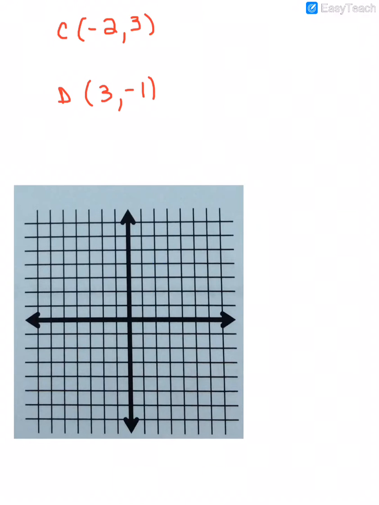Here, they've given me the coordinates and I need to plot the point. So the coordinates of C are negative 2, 3. And just like before, I start at 0, 0. And I'm going to go my x value first. So since my x coordinate is negative 2, I'm starting at 0, I'm going to go to the left 1, 2. And then positive 3, so I go up 1, 2, 3. And that's where I stop. That's where I put my point. So this is C.